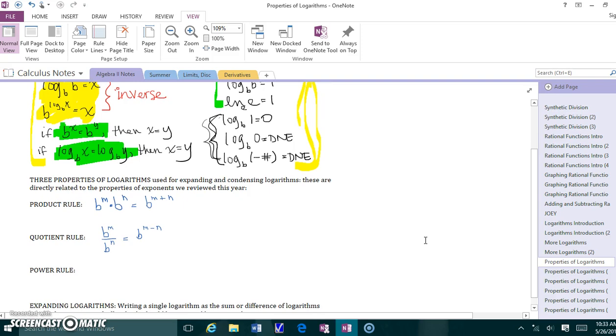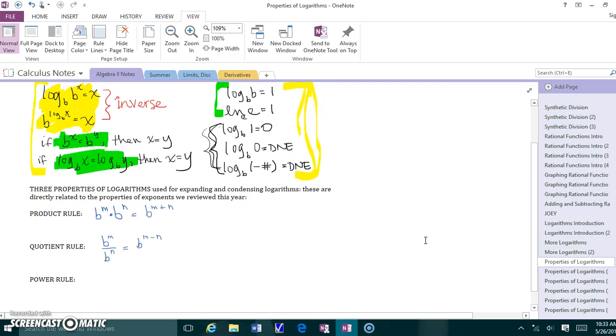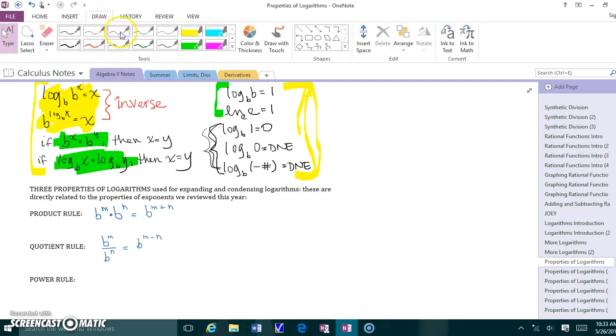Now these properties are used to do what's called expanding and condensing logarithms. And those are things that we're going to be doing tomorrow in class to solve harder equations. So if I want to expand or condense, here are the rules. Now these rules come from the properties of exponents because remember, logarithms and exponents are inverses, so their properties are directly related to one another.